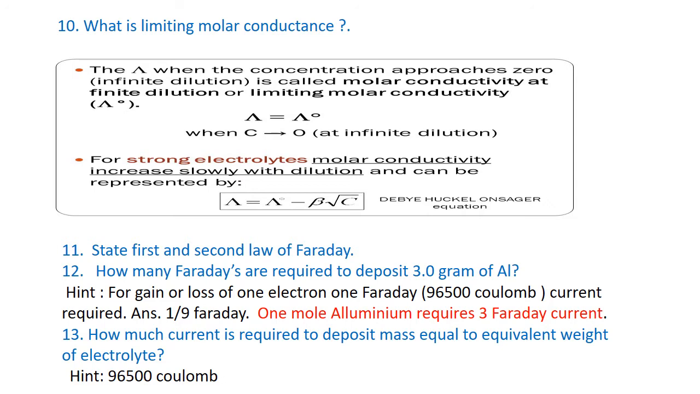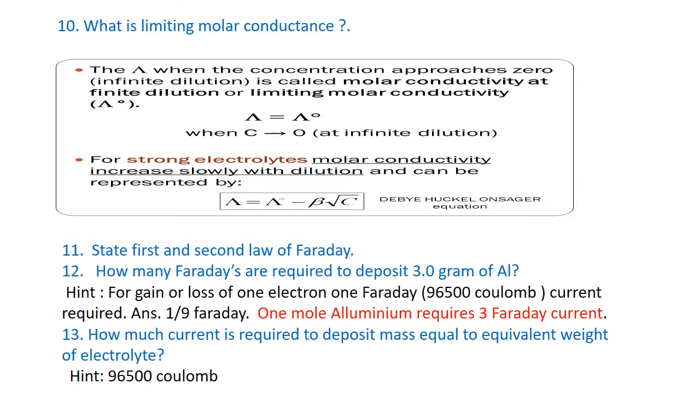Question number 11. State first and second law of Faraday. First law of Faraday. Although these are not in the syllabus for this year, you have to learn them for competitive examinations. The first statement is: the amount of the electrolyte deposited on the electrode is directly proportional to the charge passed through the electrolyte. And the second law of Faraday is: when two electrolytes are connected in series, the mass of each electrolyte deposited on the electrode is directly proportional to their equivalent weight.